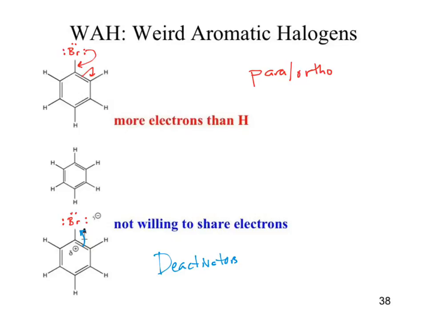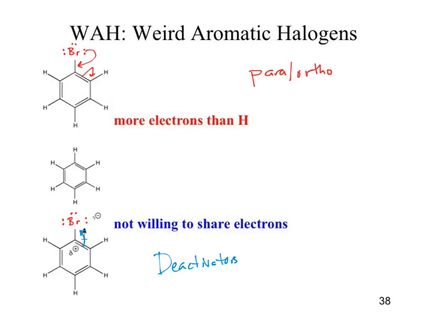Why not both? Your halogens will act as deactivators. They will slow a reaction down, but they will still direct the para and ortho positions. Okay? And you may be like, well, that sucks. I don't have to deal with memorizing it. It's the only one you have to memorize.